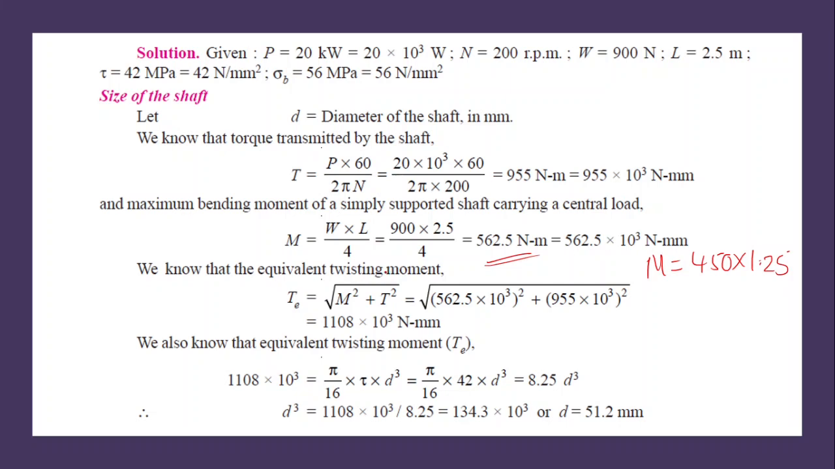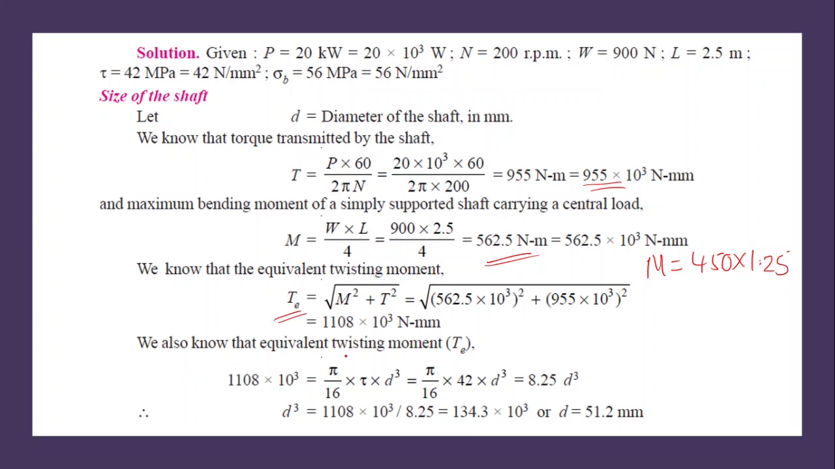We know that the equivalent twisting moment TE is equal to root of M square plus T square. Here we have already computed the value of the maximum bending moment like this, and we can substitute that value here. We have also already computed the value of the maximum torque, and we can substitute that value here. Then we can easily calculate the equivalent twisting moment.